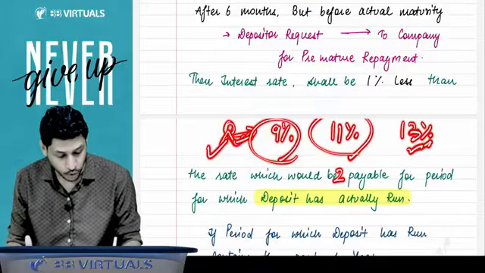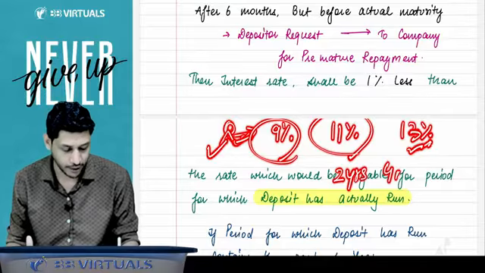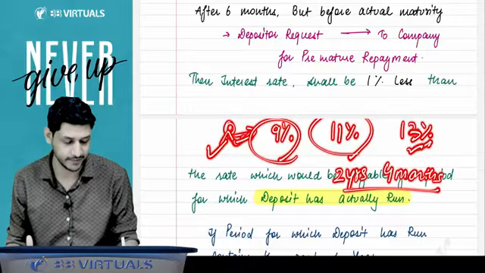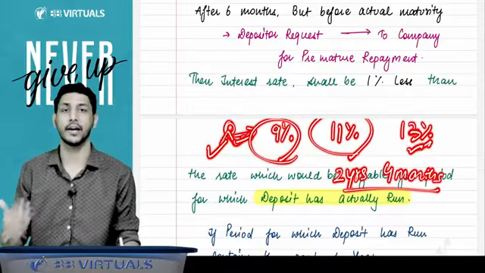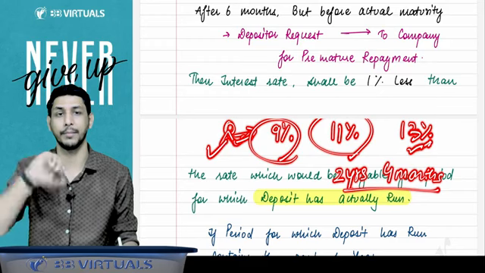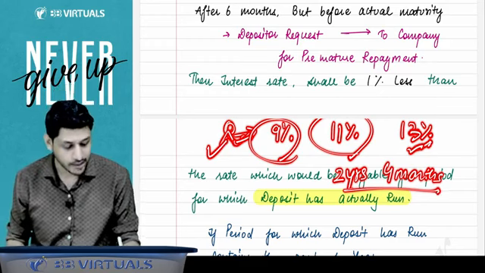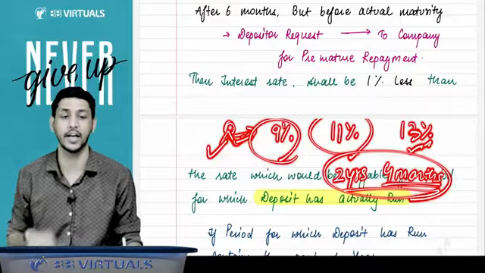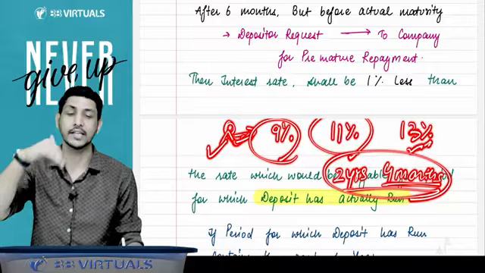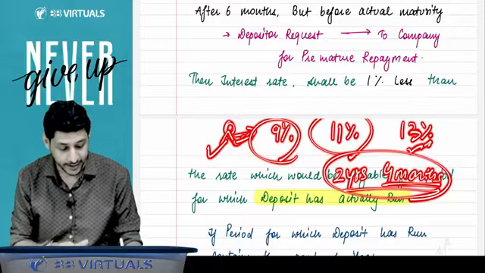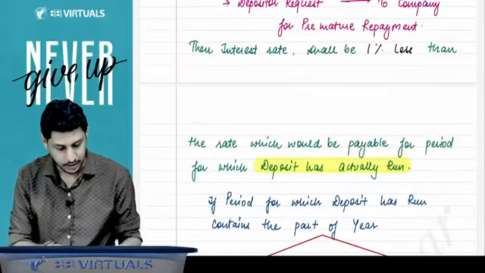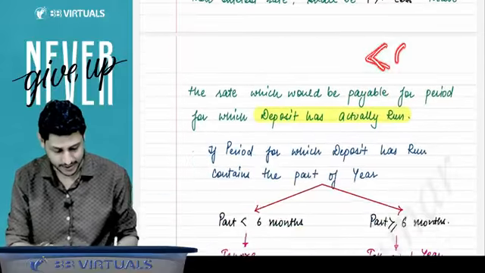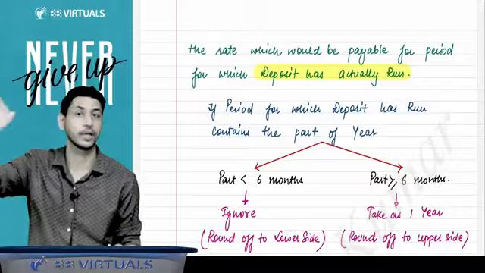Now, after 2 years and 4 months, he came to the company and requested, please company, give my money back. Now it is 2 years, 4 months. The fraction of months you have to consider: if it is less than 6 months, then you have to ignore it.